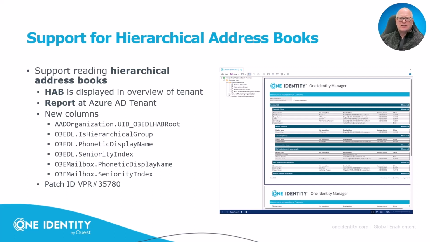As you can easily see, to do so it was necessary to add a lot of new columns to known tables like the Entra ID organization, AED organization, and the same thing for the O3 EDL table and the O3E mailbox table. There are now new properties and links there. And with that, you get this hierarchical address book implemented. Again, another patch is necessary to support that, which is 35780.